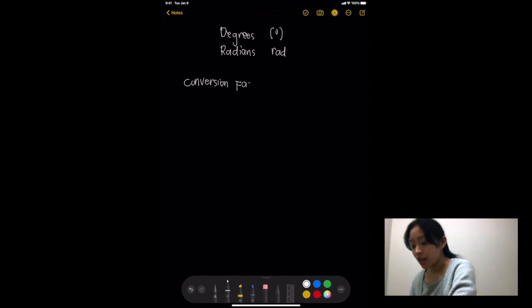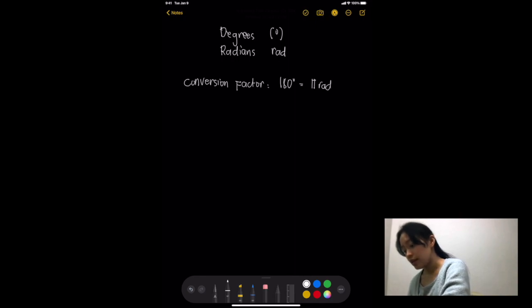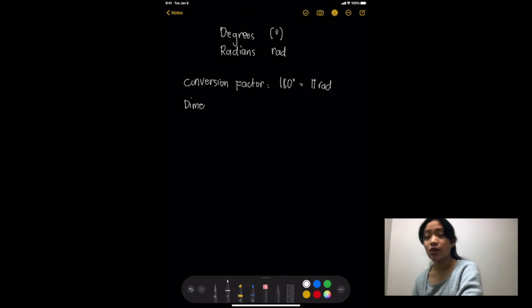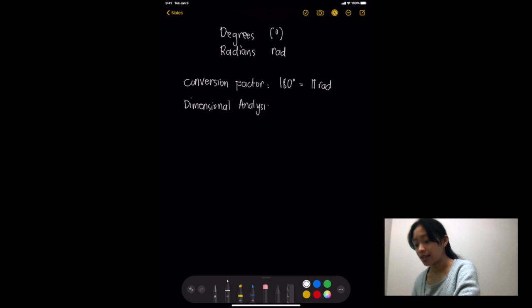Whenever I try to convert, I always think of this conversion factor, and it's 180 degrees equals pi radians. And then whenever I try to convert units, I always use the method called dimensional analysis.